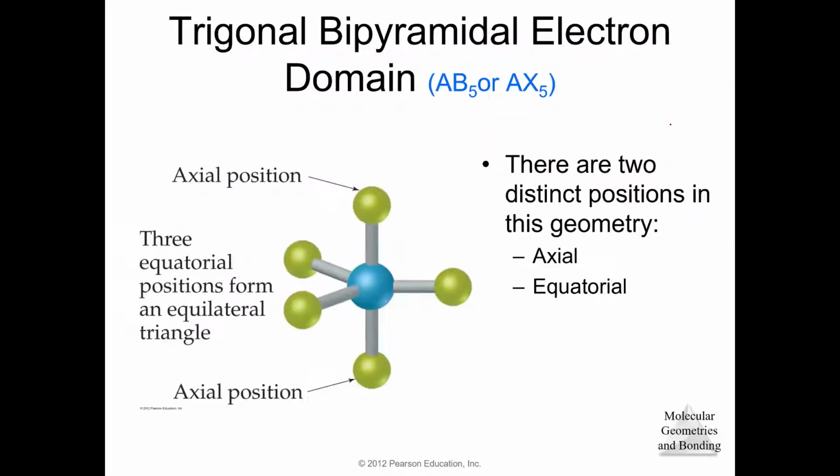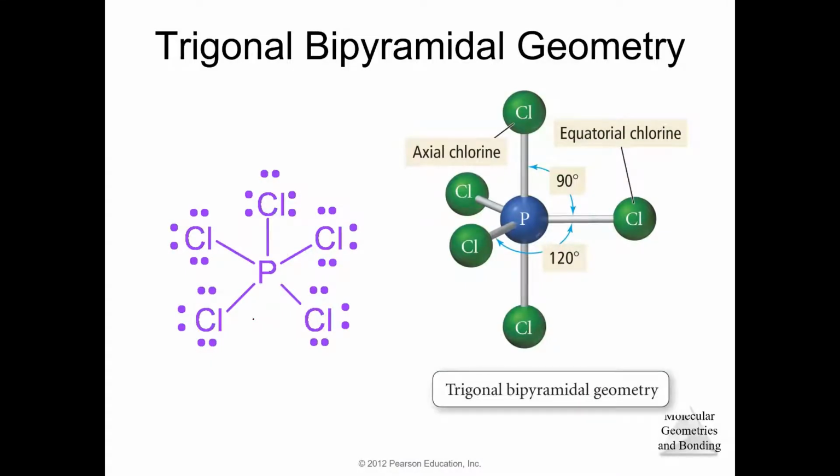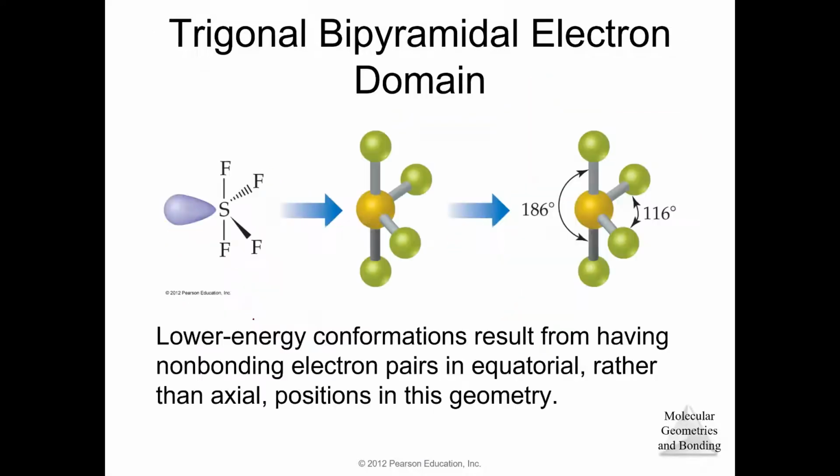So let's look at all these things. You can read that later on. Now, axial position, equatorial position. Remember, this is a triangle basically sitting here. So you know where the axial and triangle is. Now, you're looking at the 90-degree and 120-degree angles.